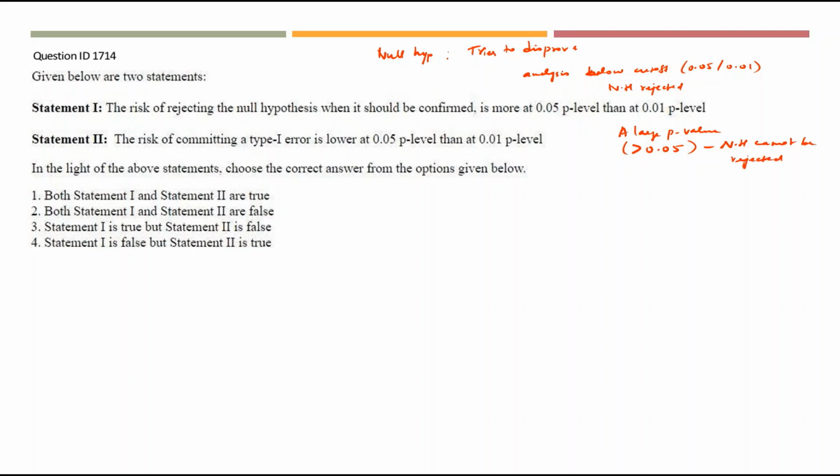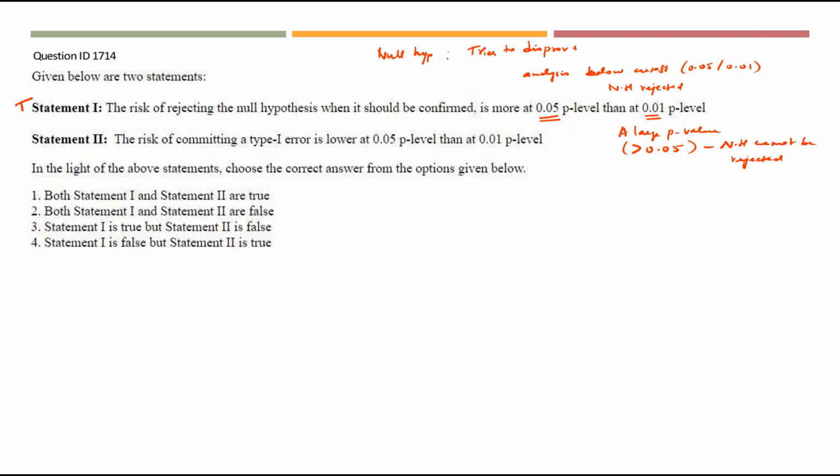Statement 1 says the risk of rejecting is more at this level than at this level. Risk of rejection means anytime it can be rejected. So the risk of rejecting null hypothesis when it should be confirmed is more at 0.05 level will be correct. So this is true. The second statement, the risk of committing a type 1 error is lower at 0.05 than at 0.01 level.